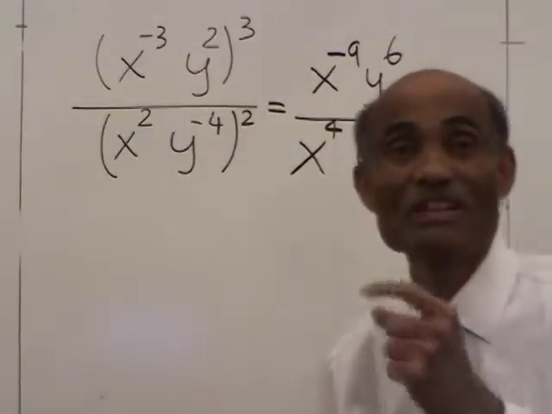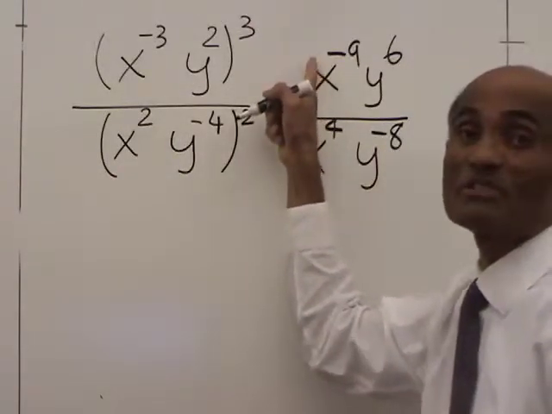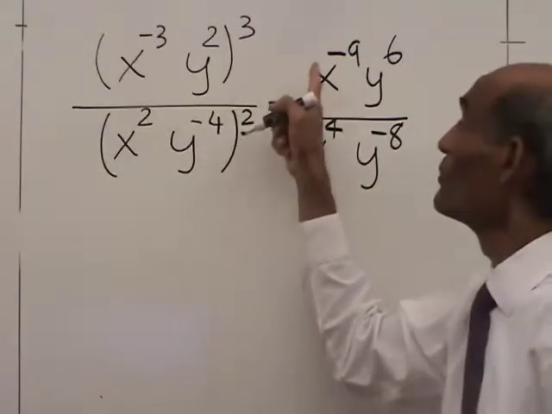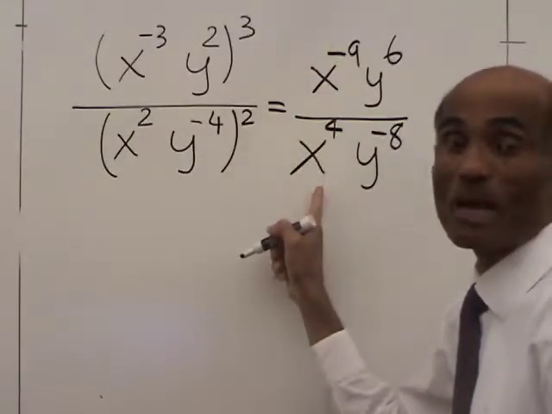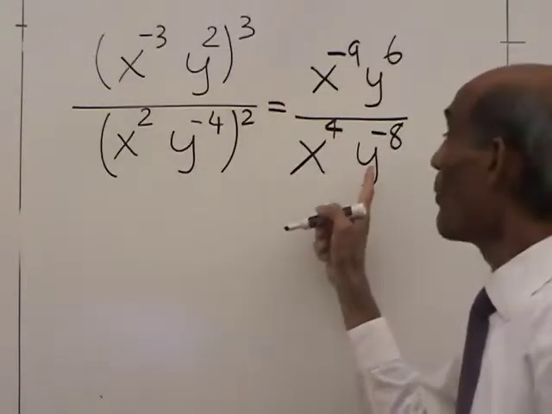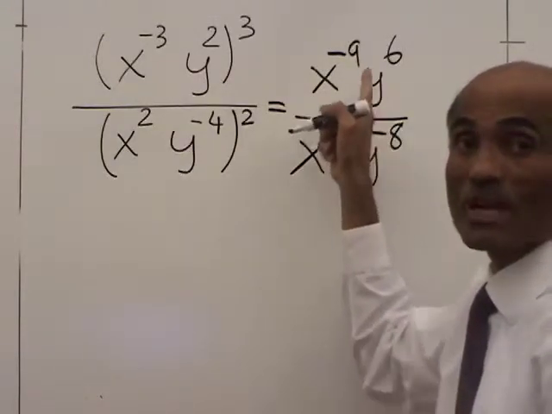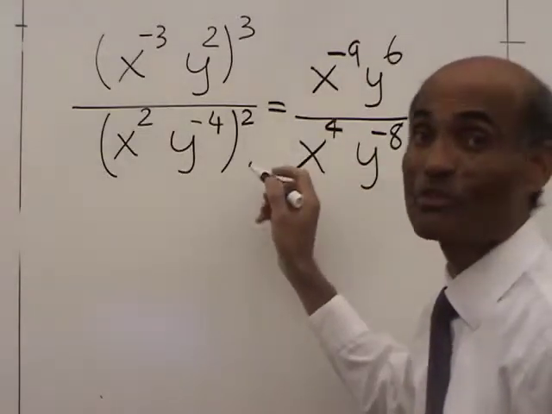What will be the next thing that you do? Make the negative powers positive. So x to the power of negative 9 will come down. It will become x to the power of positive 9. Y to the power of negative 8 will go up to become y to the power of positive 8.